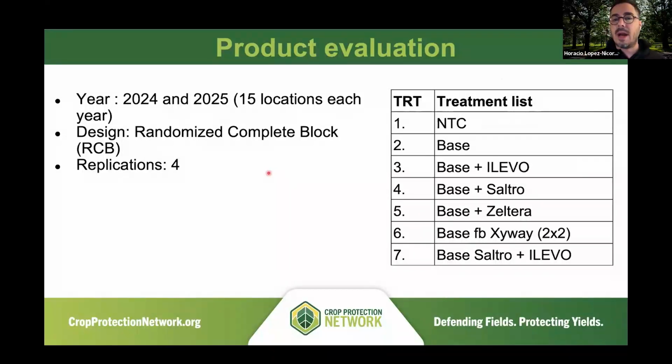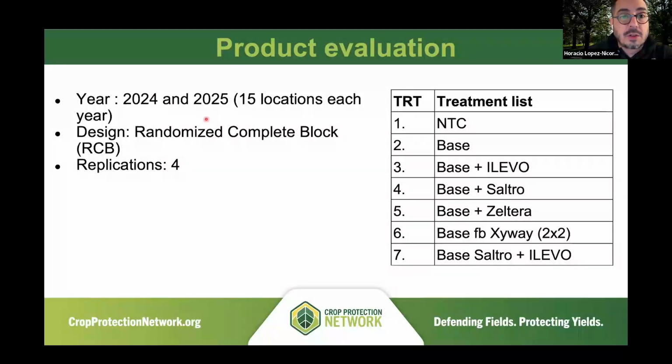So how well is my seed treatment doing? I want to know how well our Ilevo, Saltro, Saltera, you name it. We want to compare those. So each one of us take it and do this in our research station. Of course, we do it with help of our OSU research farm managers that we're very grateful for.